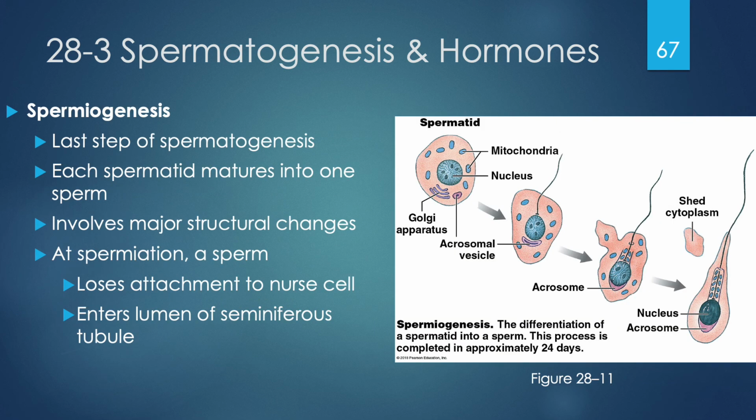Spermiogenesis is the very last step of spermatogenesis. So remember, it starts with mitosis, then there is meiosis 1, meiosis 2, and then finally we have spermiogenesis, at which point each of these spermatids will mature into a sperm. And so this involves major structural changes, as you can see in this image to the right, which is figure 28.11 in your text. At spermiation, a sperm will do two things. It loses its attachment to a nurse cell, which has been supporting it all along, and it goes off on its own, entering the lumen of the seminiferous tubule.